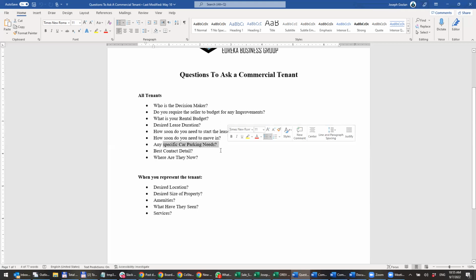Car parking needs. That's a very important factor. If I have a space that only has 20 parking spots, I can't lease it to a tenant that needs to put in a gym or a grocery store or anything that is parking intensive, really, regardless of how big the space is. So that's a very critical question to ask.